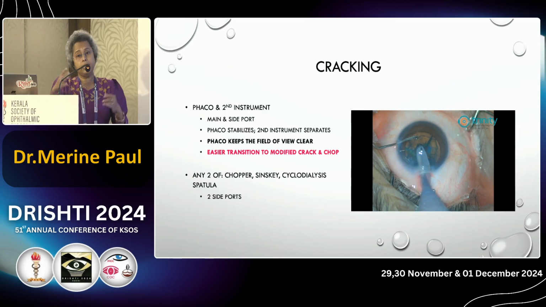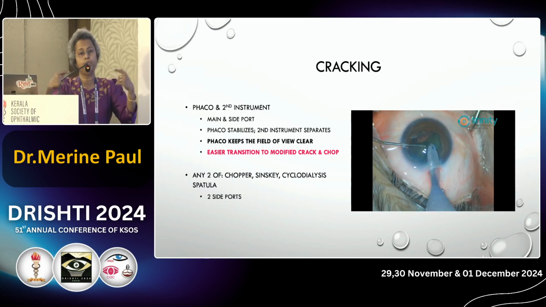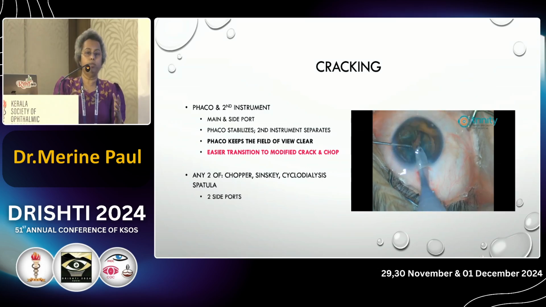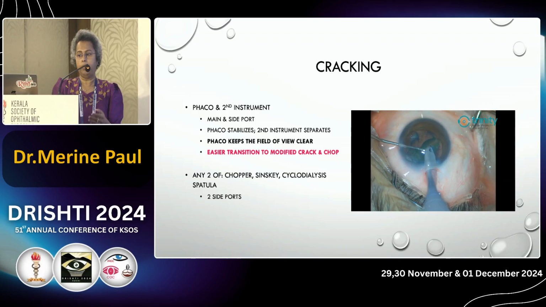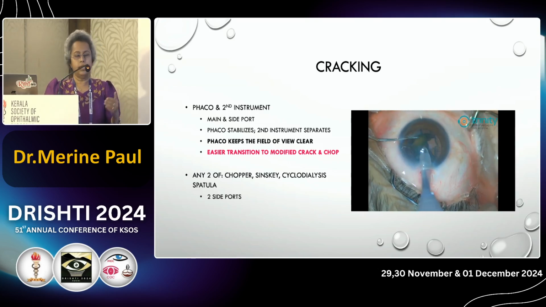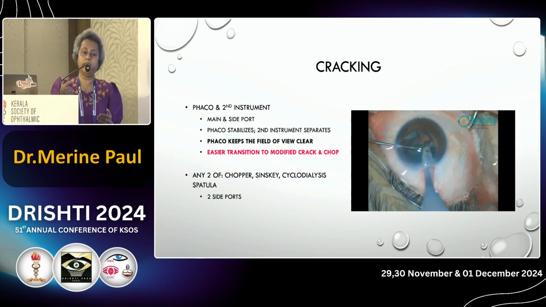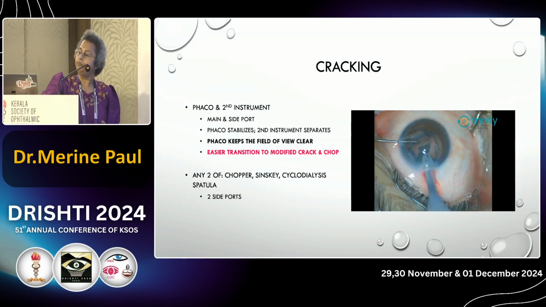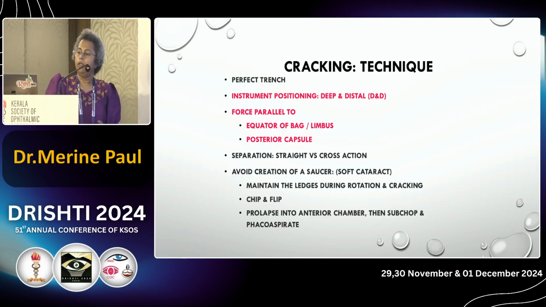So there's another technique where you can actually use two side ports and use two choppers, and you can either use a Sinski or a chopper or a cyclodialysis spatula, whatever works for you. So that's also another technique, but then you won't get the advantage that I just talked about of having the Phaco probe with you. So the cracking technique basically is that, like I said, your trench should be ideal for the hardness of the nucleus.